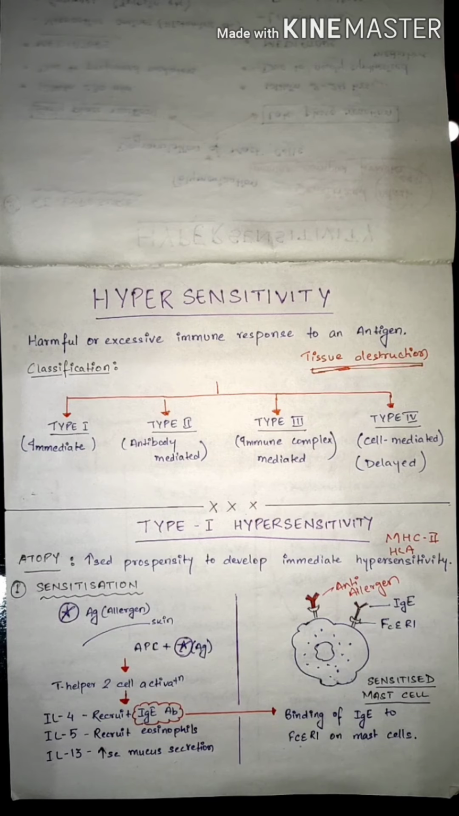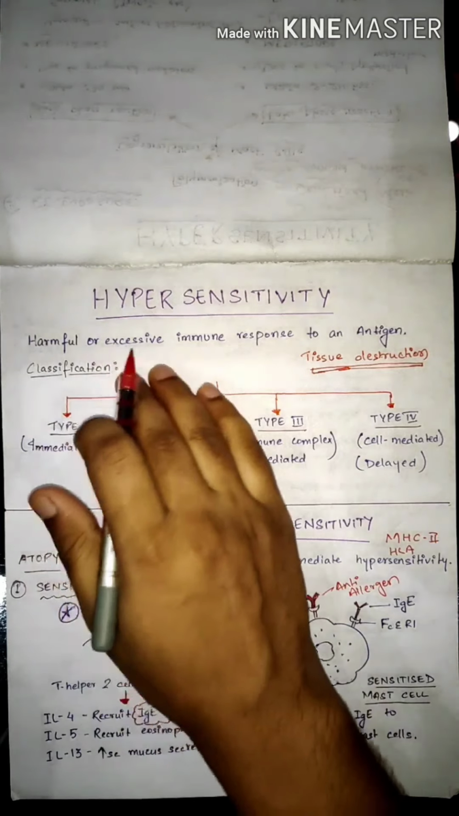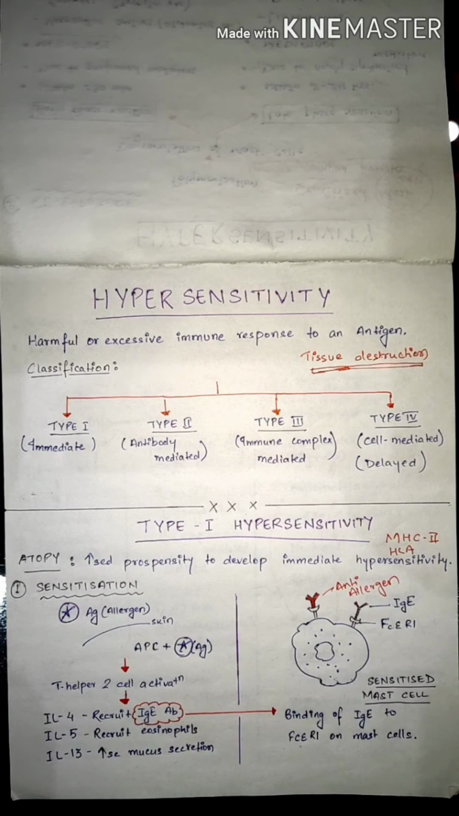First of all, what is hypersensitivity? As the name suggests, hyper means excessive or exaggerated. So, any exaggerated immune response is known as hypersensitivity. But this is a misnomer. Sometimes a normal immune response is also known as hypersensitive.